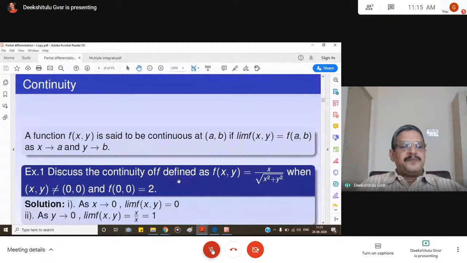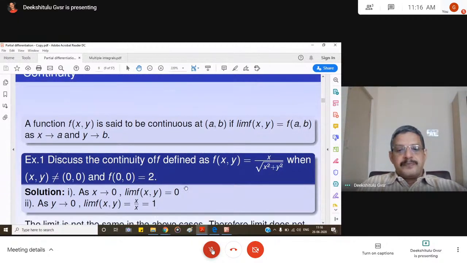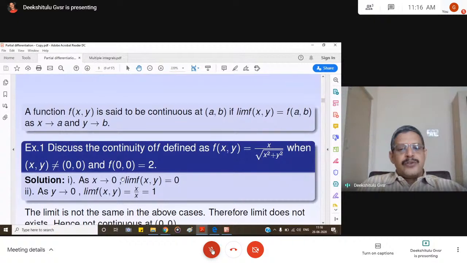Discuss the continuity of f, which is defined as f of xy is equal to minus x by square root of x square plus y square when xy not equal to 0 comma 0, and when xy is 0 0, the function value is given as 2. So limit x goes to 0 first. We have to find the limit of f of xy first. First, limit x goes to 0. What happens? When you put the limit x goes to 0, this function becomes 0.